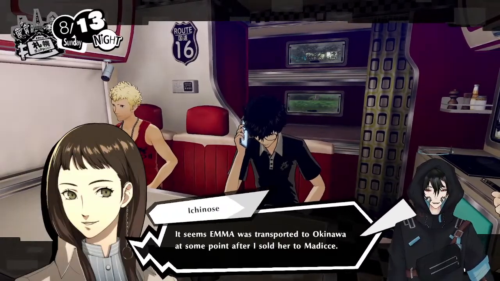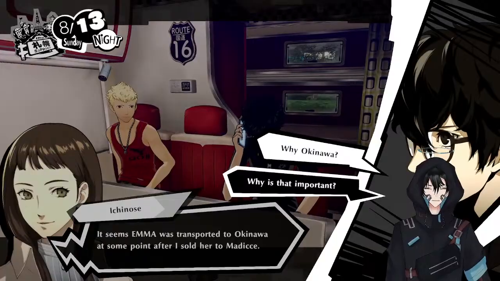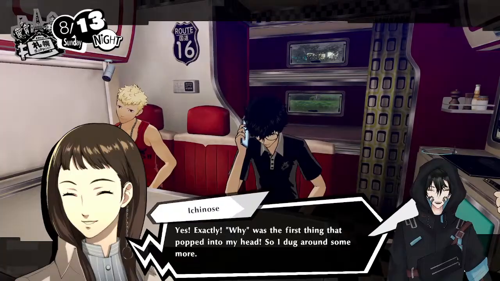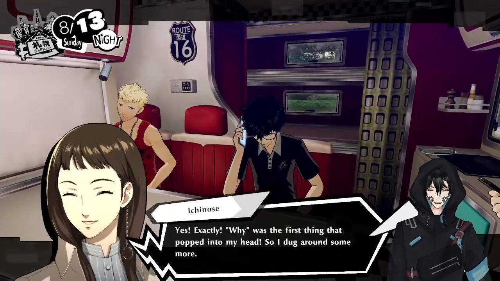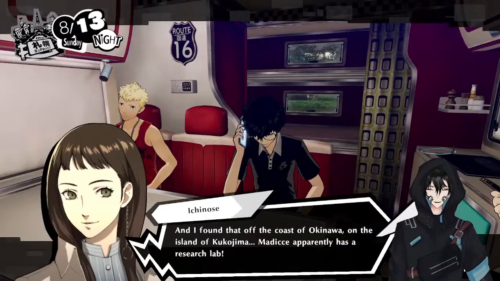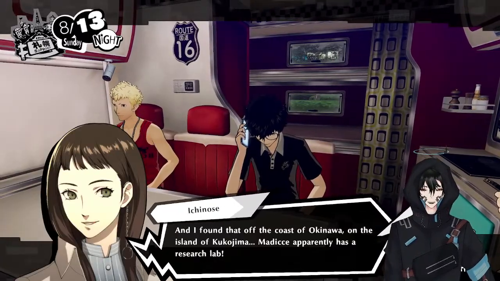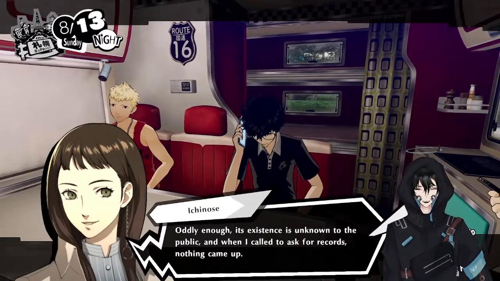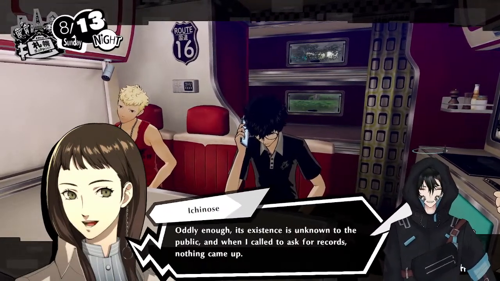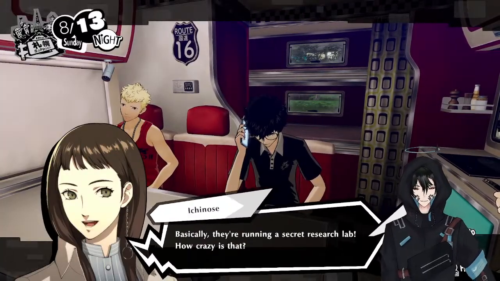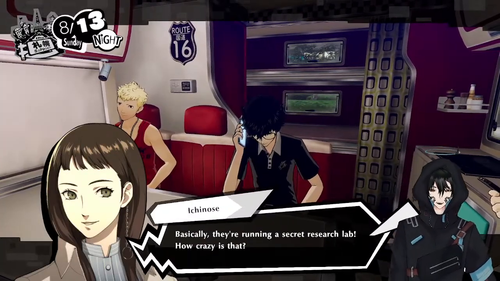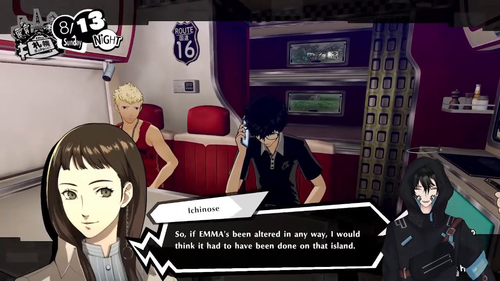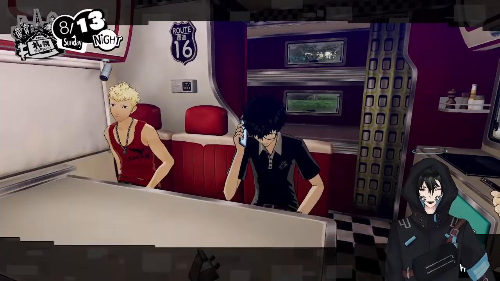It seems Emma was transported to Okinawa at some point after I saw Dirt Madis. Huh? Why Okinawa? Exactly! Why was the first thing that popped into my head. So I dug around some more, and I found out that off the coast of Okinawa, on the end of Kokojima, Madis apparently has a research lab. I don't know if its existence is unknown to the public. And when it called to us for records, well, nothing came up. Basically, we're running a secret research lab. How crazy is that? So, if Emma's been altered anyway, I would think it had been done on that night.